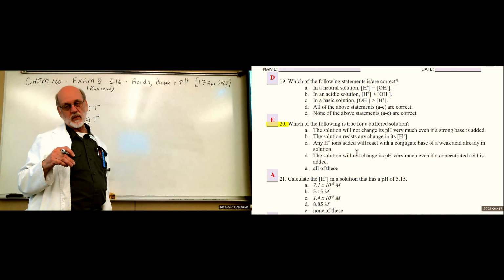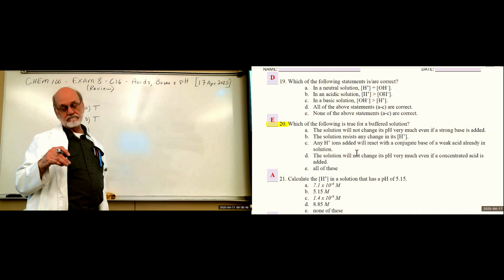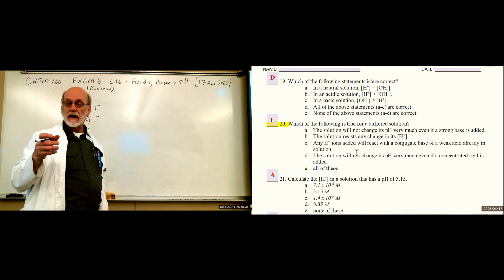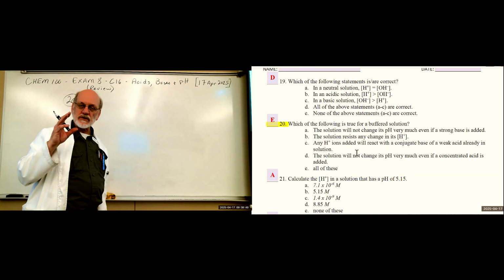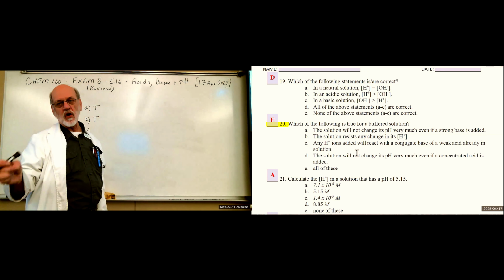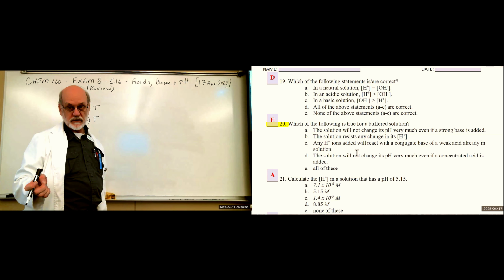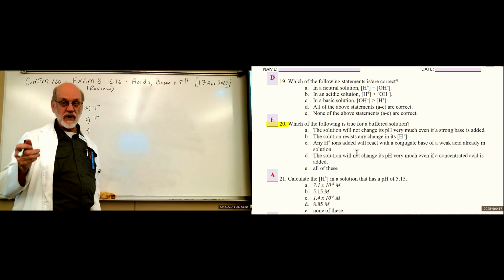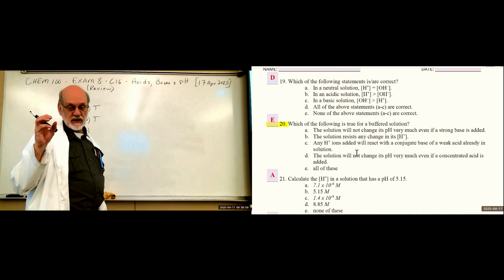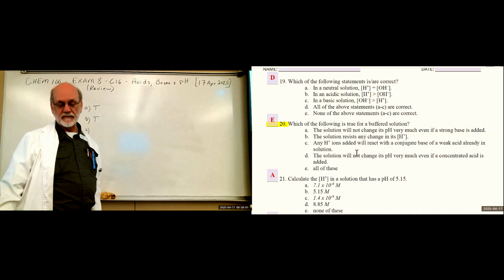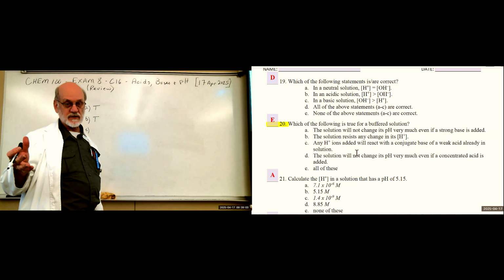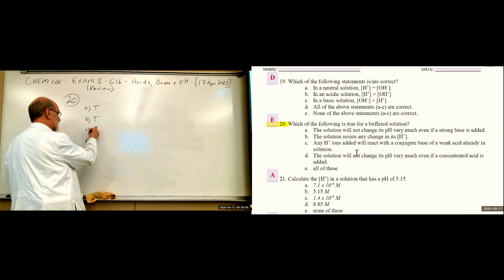The conjugate base of a weak acid? Yeah. Because the conjugate base of a weak acid is a strong base, and strong bases are looking for hydrogens. All right, so when you add that hydrogen, that conjugate base is going to scarf it up. That means pH doesn't change much. That one is also true.